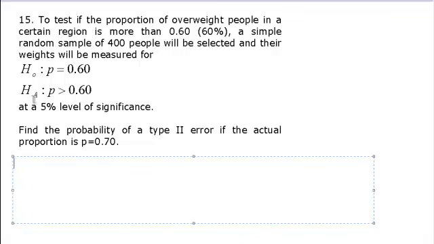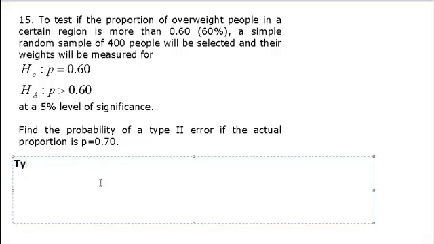So see this, we are testing this null hypothesis, right? Everybody clear? Against this alternative at 5% level of significance. Okay, everybody clear on this? Right. So now it's asking us to find the probability of a type 2 error if the scenario is this.